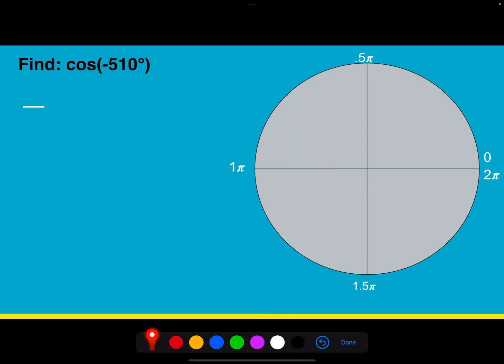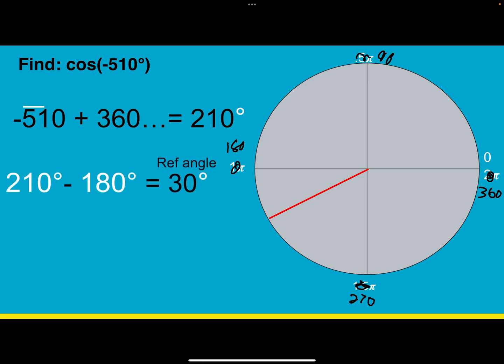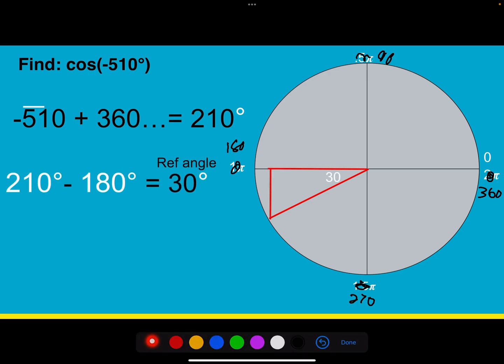All right. So same idea here. I don't know why this is showing up. So 360, 90, 180, and 270. Negative 510 is not between 0 and 360, so I keep adding until it is. And so I get 210, which is going to be in the third quadrant. I subtract it from 180, and I'm going to get 30. And so my reference angle is 30, and here's my triangle. This is always going to be a right angle there.